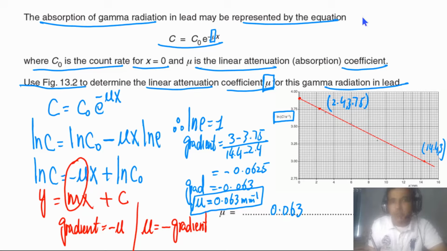In the mark scheme, the given answer for mu is 0.061 per millimeter plus or minus 0.004, and our answer is in this range. So this is how you can figure out the value of mu.